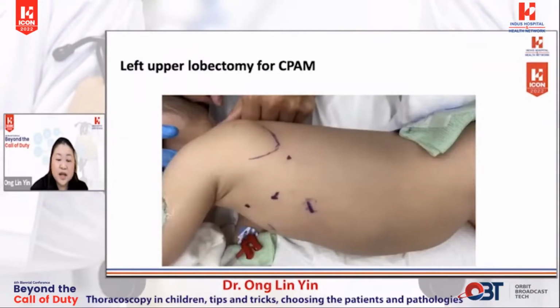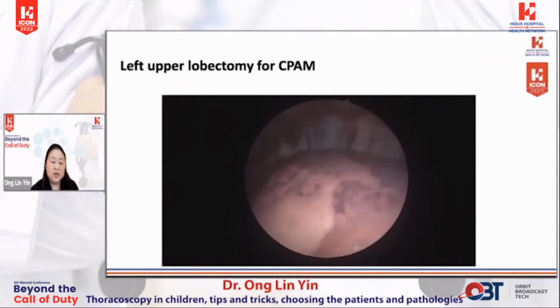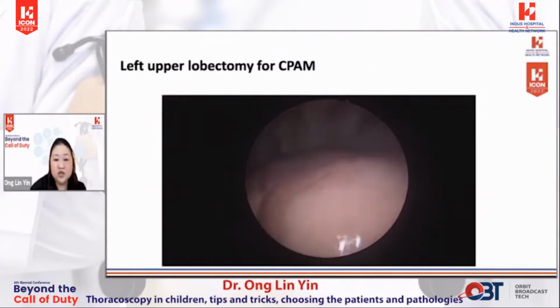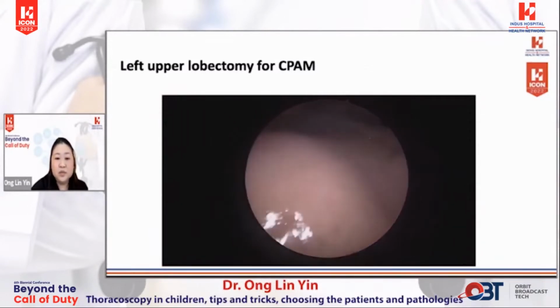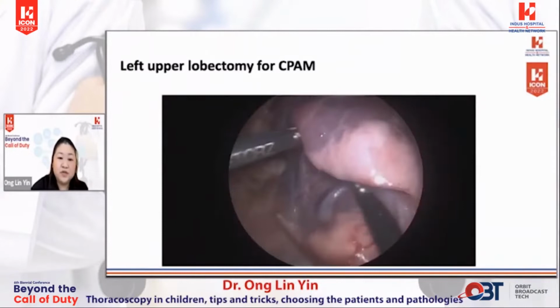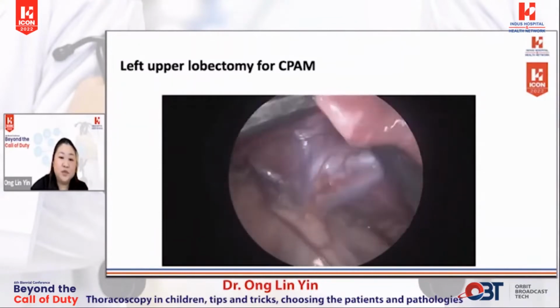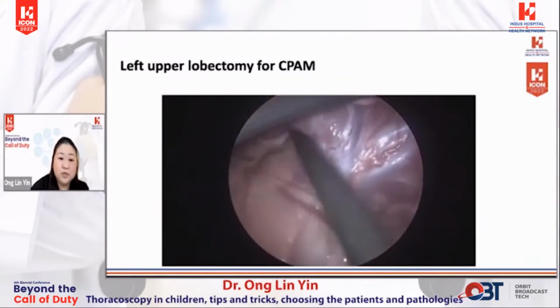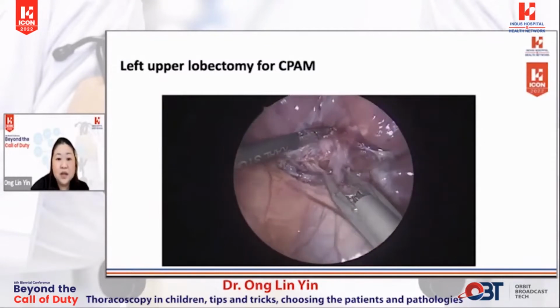These are the port sites. Slight modification, putting the camera port in the posterior axillary line to have better triangulation to view the anterior mediastinal structures, as the superior pulmonary vein comes from anterior. This is the superior pulmonary vein and its branches.